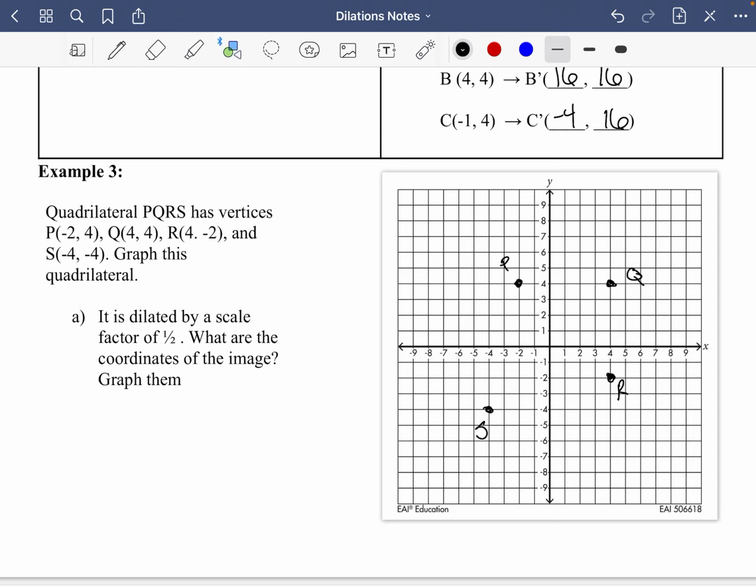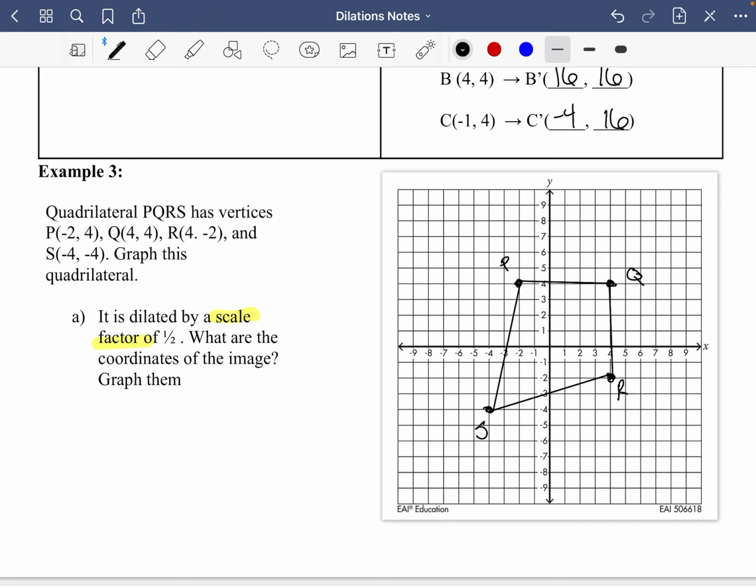So let's connect these points. If I connect my points, it's going to make some kind of image. It kind of looks like a kite. With the points connected, it says it is dilated by a scale factor. There's that word, scale factor, of 1/2. It says what are the coordinates of the image, and then we're going to graph them.